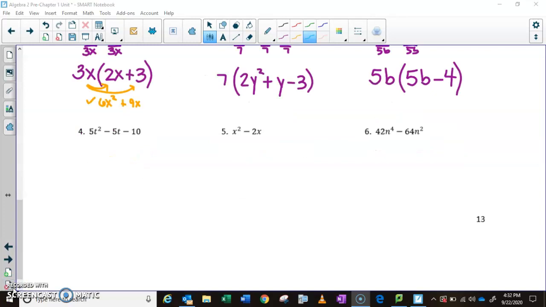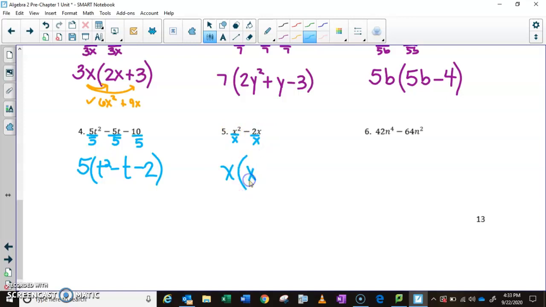What did you get? So did you get a greatest common factor here of 5? When I divided each by 5, I should have had t squared divided by 5, so minus t, and divided by 5, minus 2. So 5 times the quantity t squared minus t minus 2. Number 5, greatest common factor here of x. So when I divide each term by x, x squared divided by x is x, minus 2x divided by x. The x's cancel. So I end up with x times the quantity x minus 2.